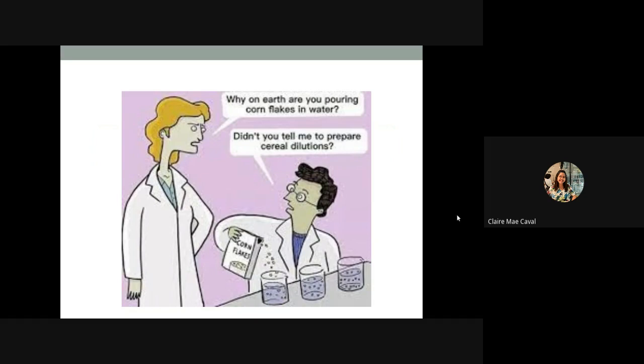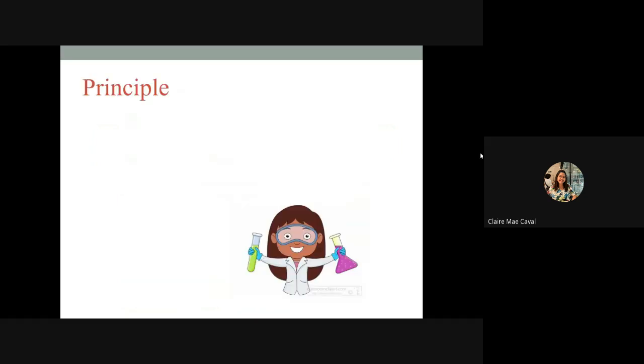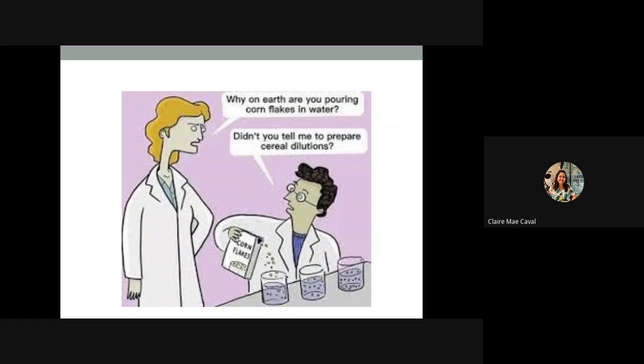So the principle in the multiple tube fermentation technique is serial dilution.